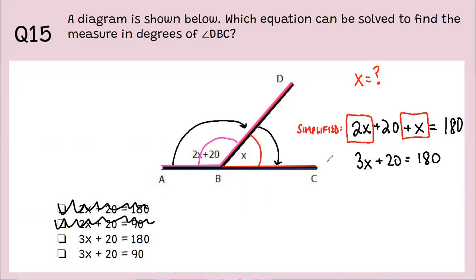And now I'm going to check and see if this equation appears. Luckily, it does. It's right here. If it didn't, I would go ahead and continue solving that equation until I bumped into another equation that matched it. The correct answer for this practice test is 3x plus 20 equals 180.